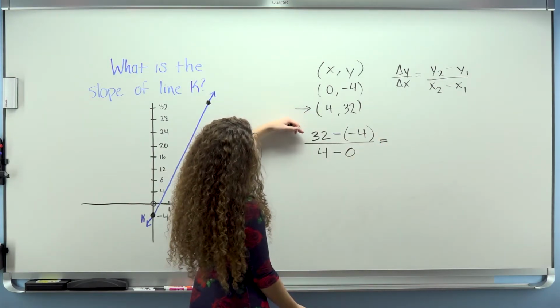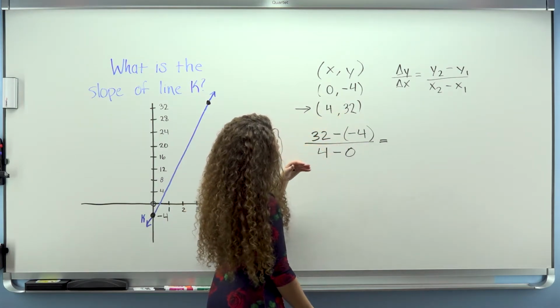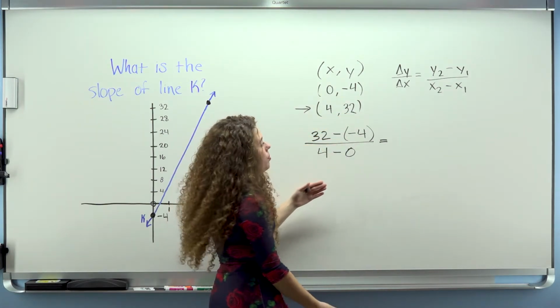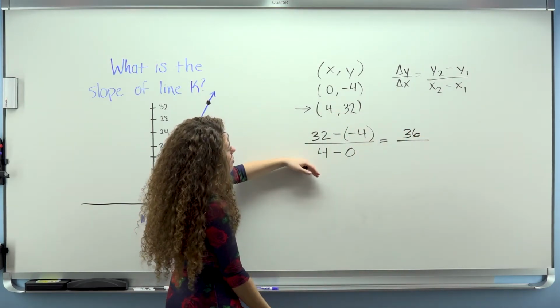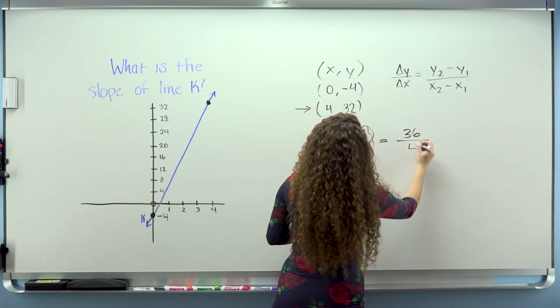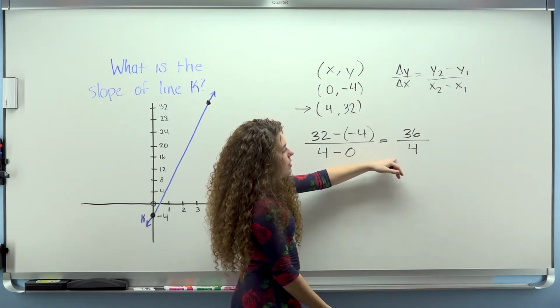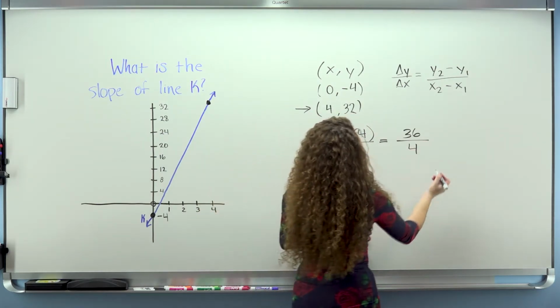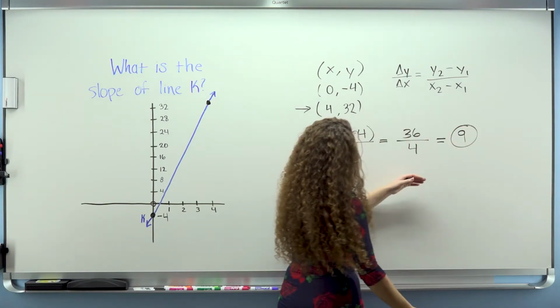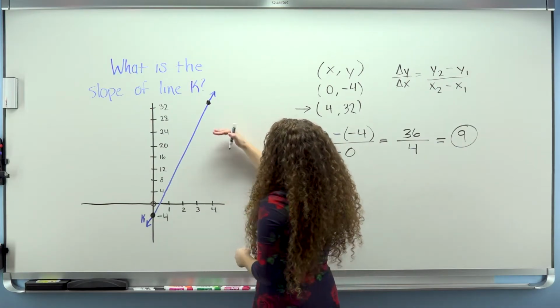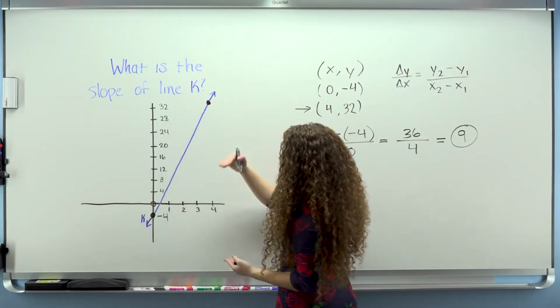And this would just give us 32 minus a minus 4 is just 32 plus 4. So that would be 36. Then we'd have 4 minus 0, which is just 4. And we'd be left with 36 over 4, which is just a positive 9. Okay? So the slope of this line, of line K, would be 9.